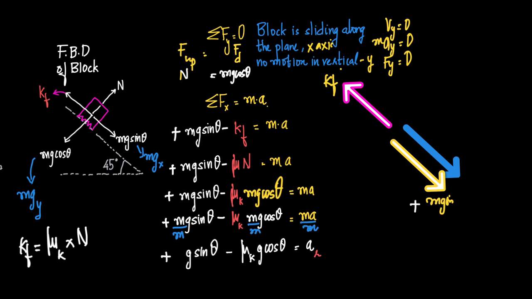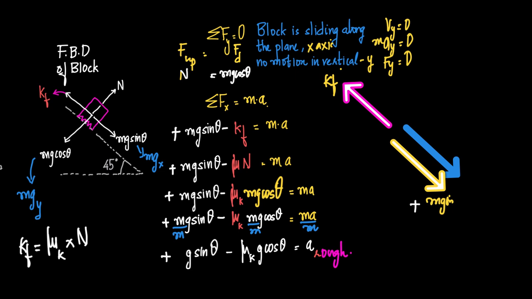And what do I get? g sin theta minus mu k g cos theta is equal to a_R. Now I've written a_R. What does R imply here? It means acceleration along the rough plane, as opposed to the first one, which was acceleration along the smooth plane.